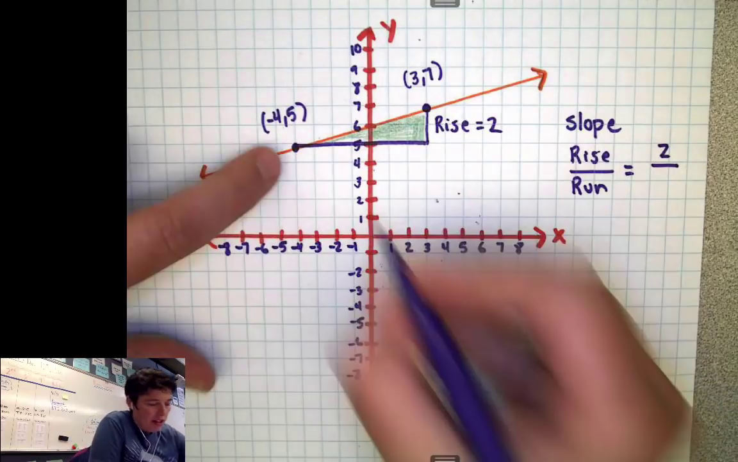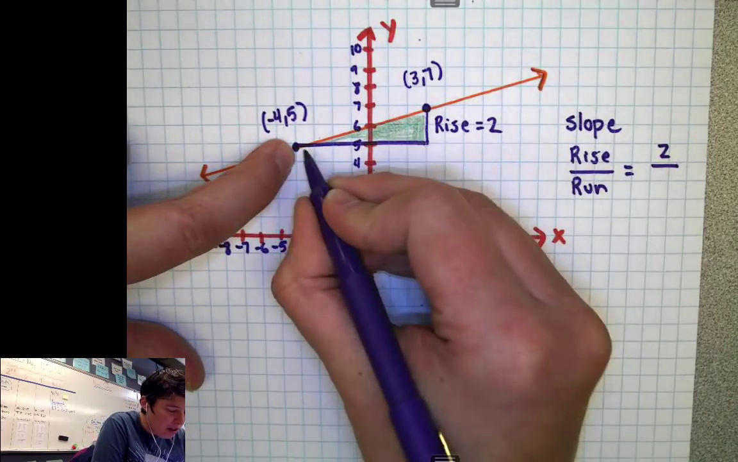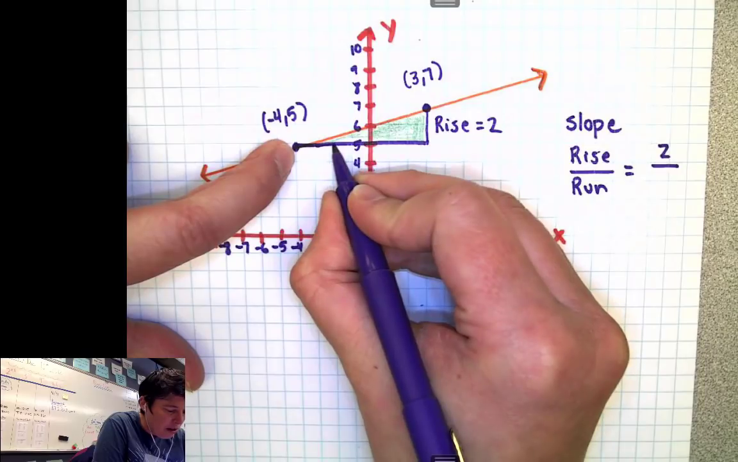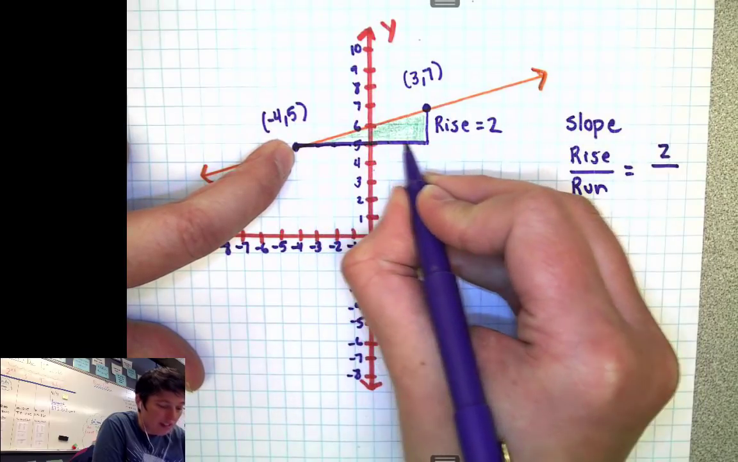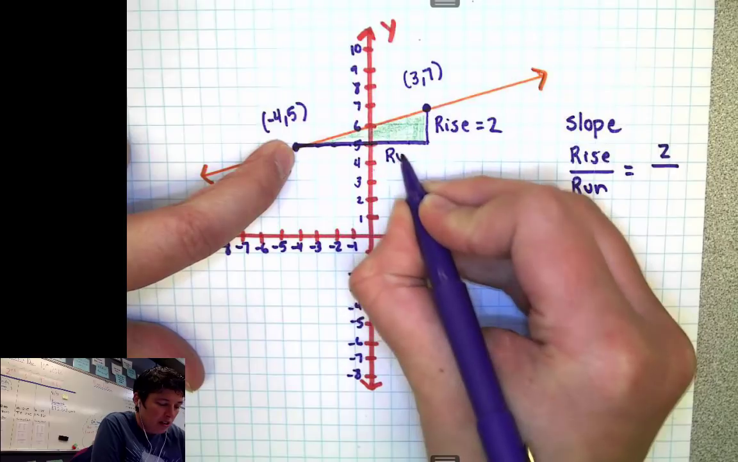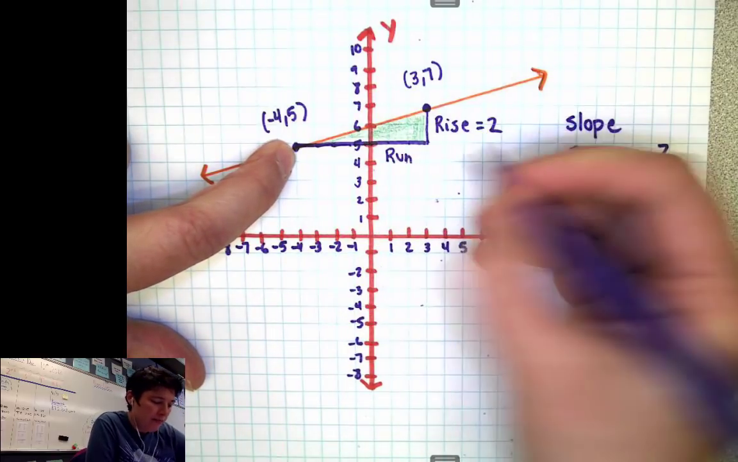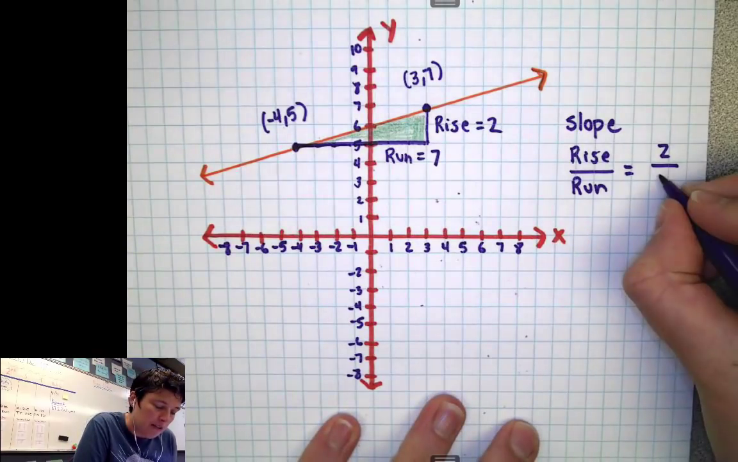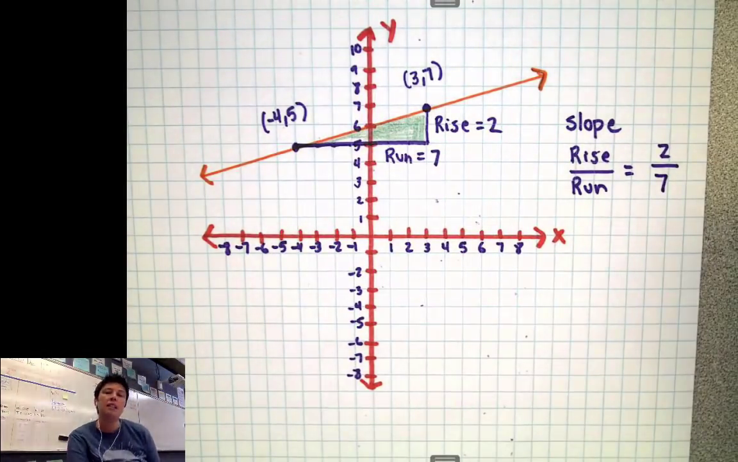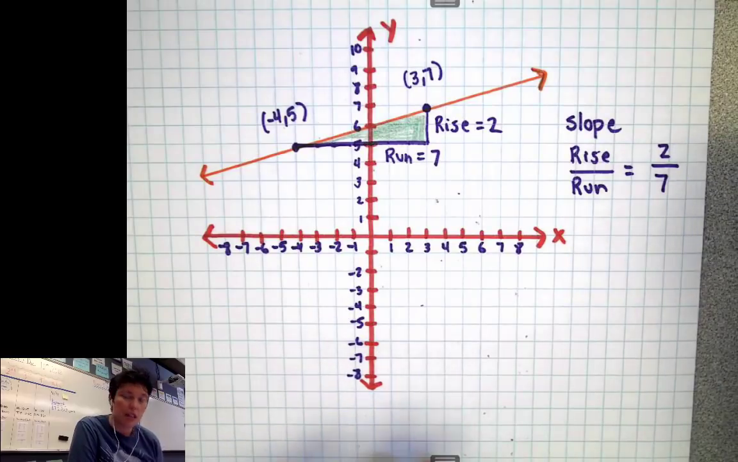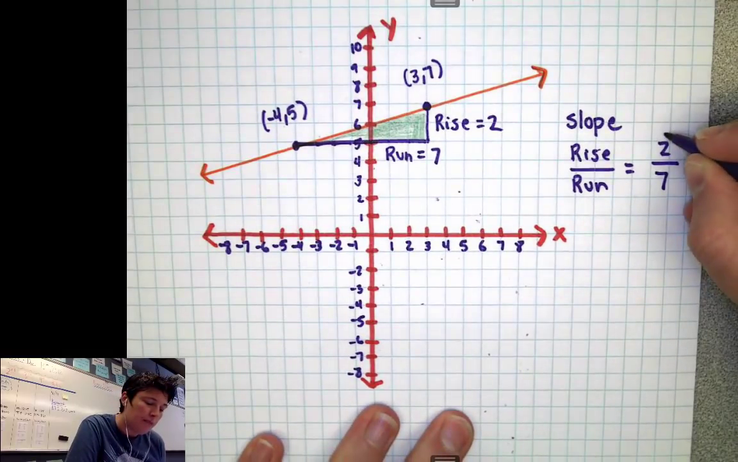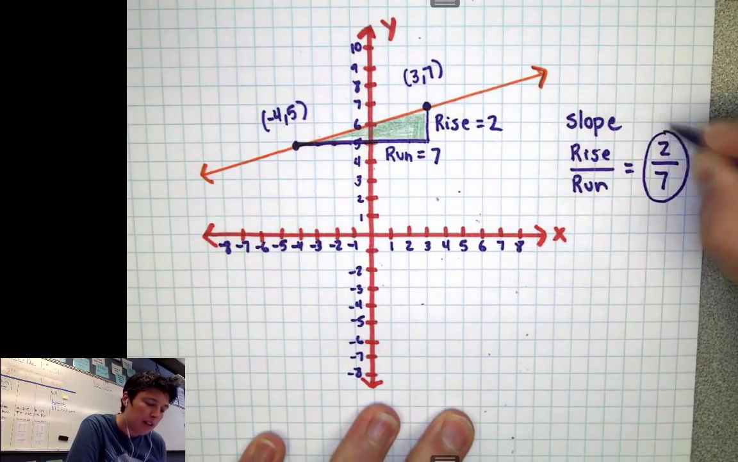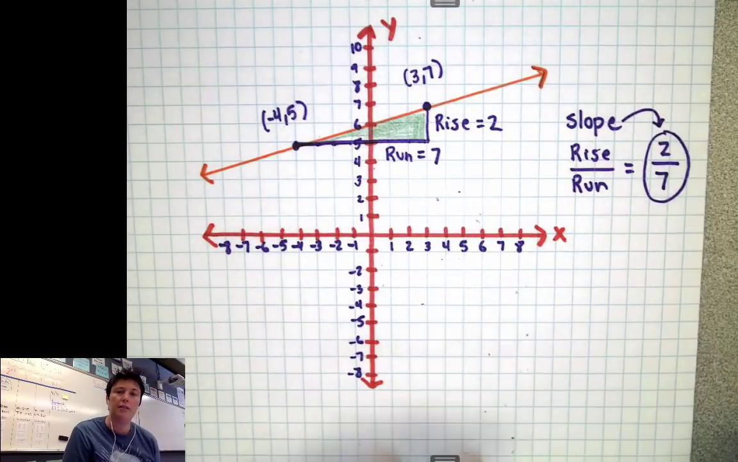And then for our run, it's how much do we go across. So it looks like 1, 2, 3, 4, 5, 6, 7. So the run appears to be 7, equals 7. 7 squares, 7 units. So our run is 7. So if I had to tell you what the steepness of this line is, I would say the steepness is 2/7. That's the slope of this line.